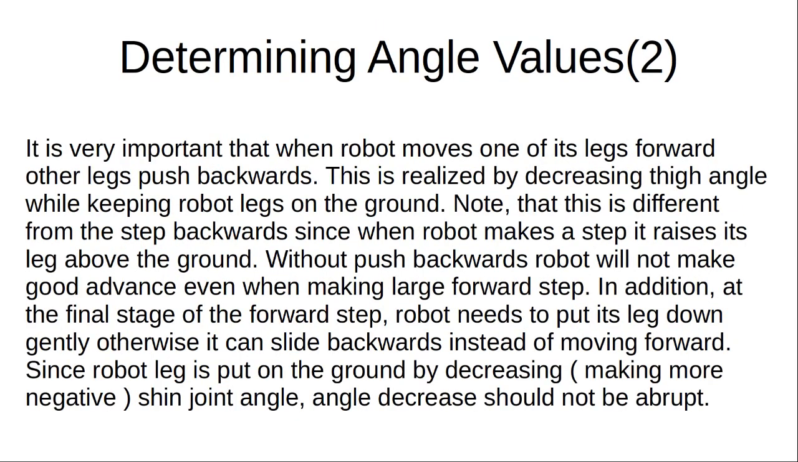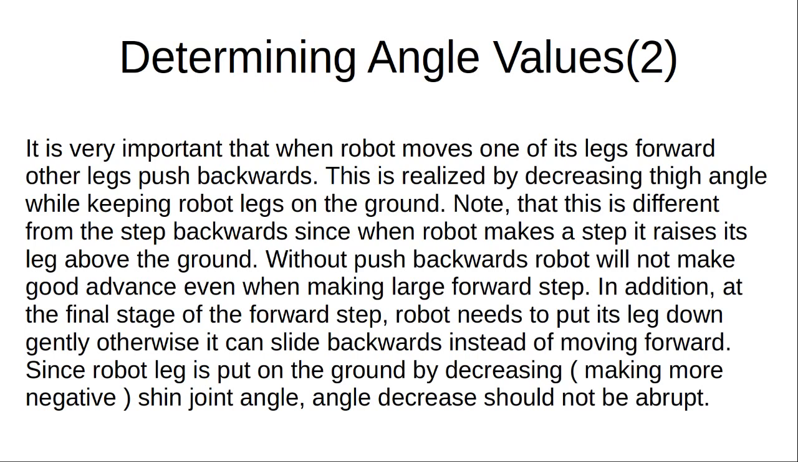It is very important that when robot moves one of its legs forward, other legs push backwards. This is realized by decreasing thigh angle while keeping robot legs on the ground. Note that this is different from the step backwards, since when robot makes a step, it raises its leg above the ground. Without push backwards, robot will not make good advance even when making large forward steps.